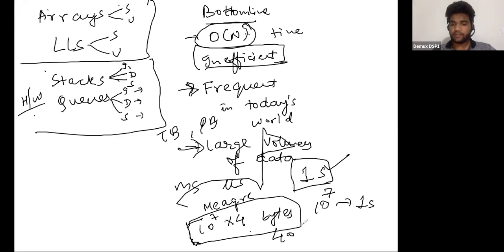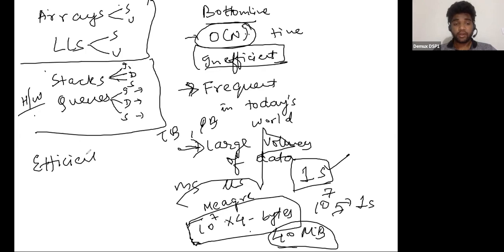As soon as you have 40 megabytes of integer data, just think about it, you will start taking more than 1 second to insert. This is really a bottleneck. You cannot afford to have that. So the bottom line is we need more efficient structures for these.